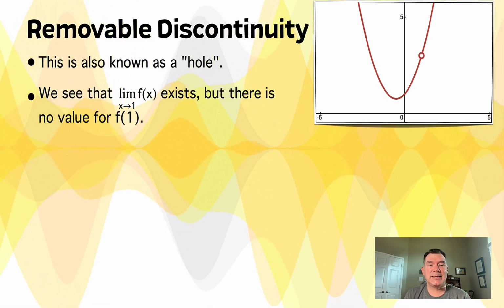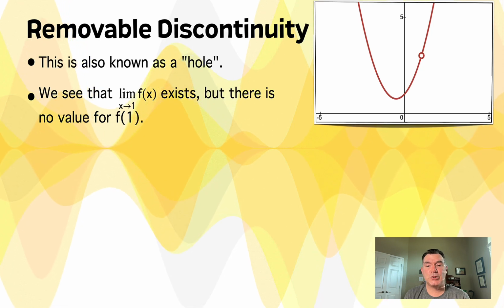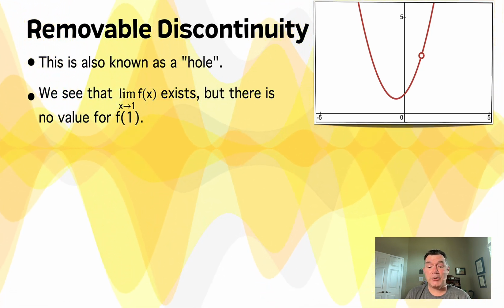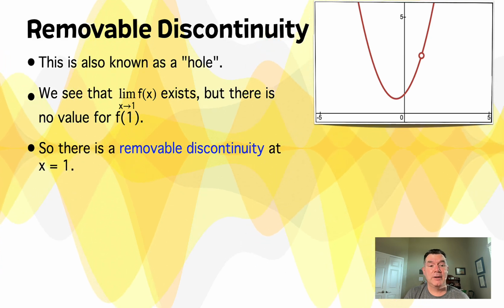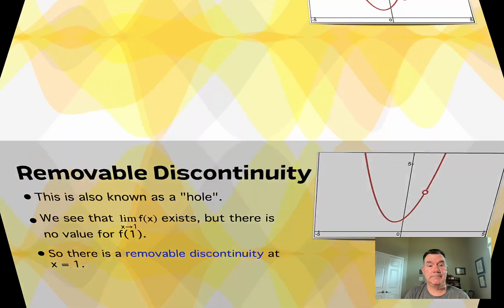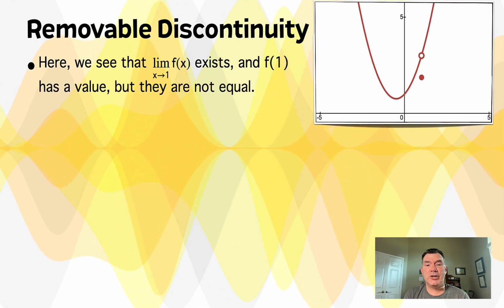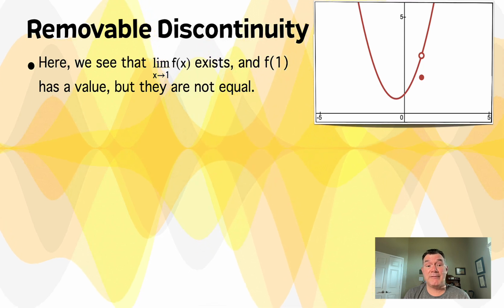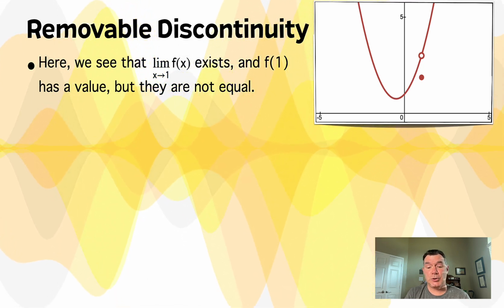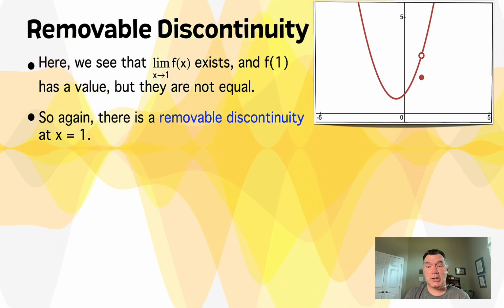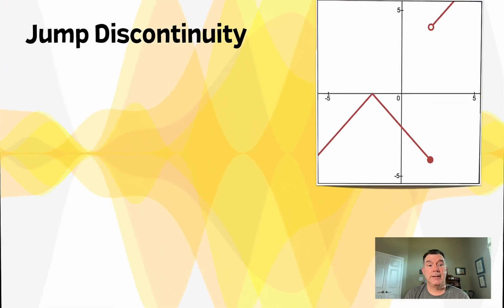We can see that the limit as x approaches 1 from either side of our function actually exists, but there is no value for f of 1 itself. So we say that there's a removable discontinuity at x equals 1. Another kind of removable discontinuity is where f of 1 actually does have a value, but it's not equal to the limit. So again, there's going to be a removable discontinuity at x equals 1.